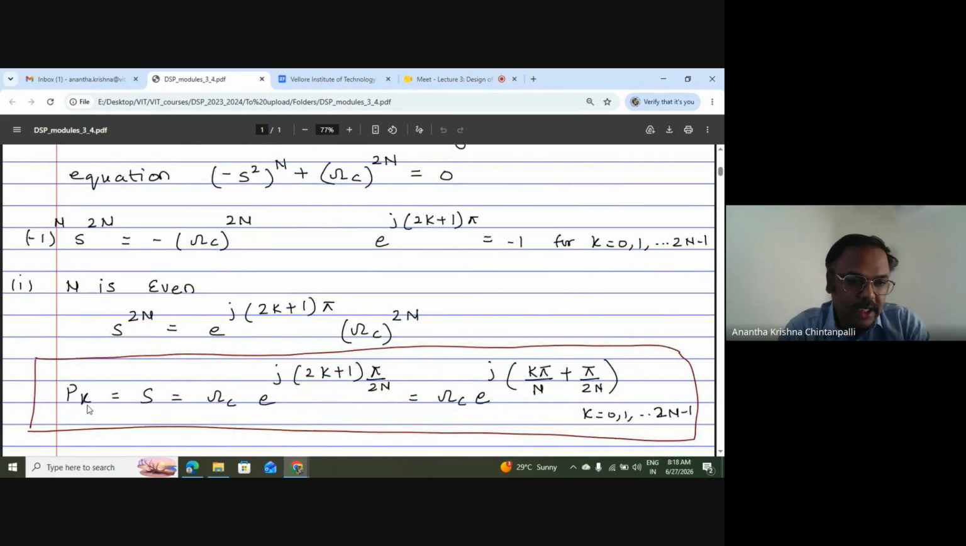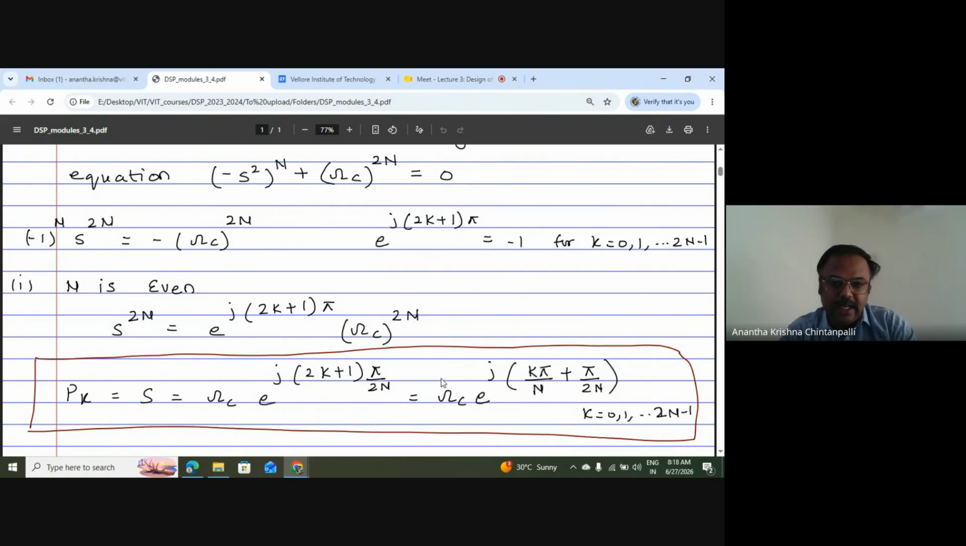Now, the location of the pole, which we call p k, is equal to s, which is equivalent to taking the 2n-th root. So omega c e to the power of j (2k plus 1) pi divided by 2n. So this I can simplify and make it as omega c e to the power of j.